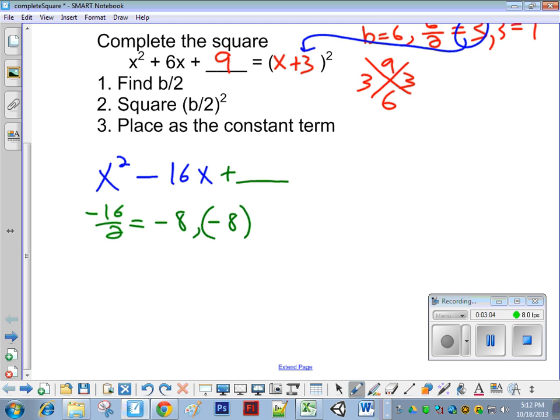Negative 8 squared is equal to positive 64. So inside my blank space, I know that I have 64. When I go to convert this to a binomial, as soon as I divided and got this negative 8, that goes right here.